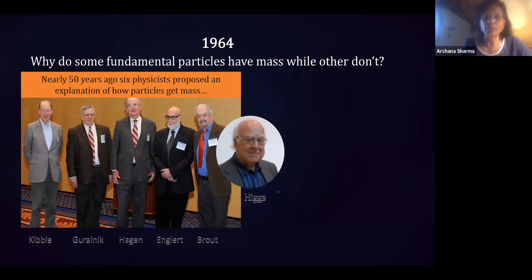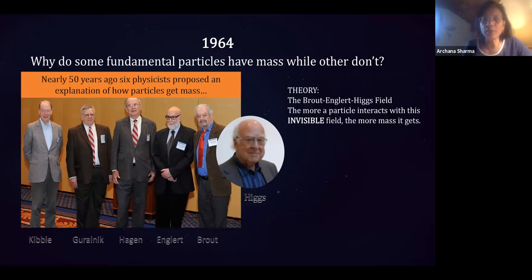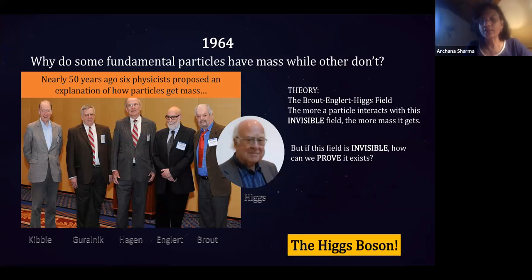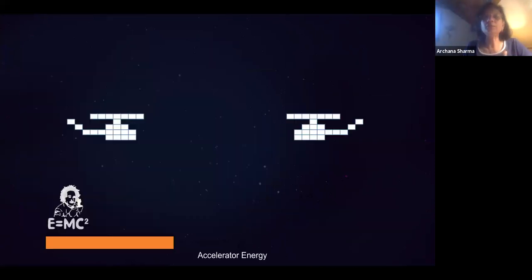Brout, and Professor Higgs. And the theories explained that there is a field of the Higgs, or let's say some particle which we now call the Higgs, with which all those particles that were formed interact. And the more a particle interacts with this invisible field, the more mass it gets. Now, if this field is invisible, how can we prove that the Higgs exists? And that's exactly the challenge that we have had over the last many decades.